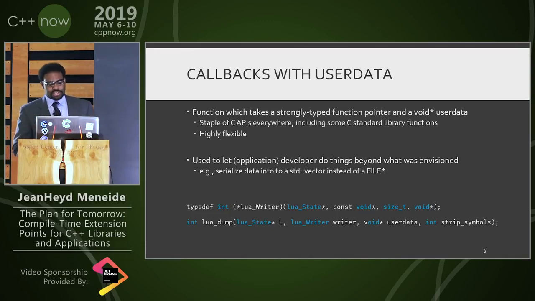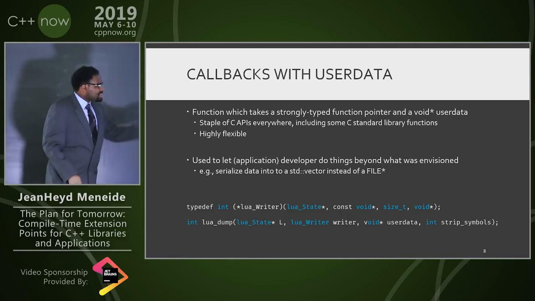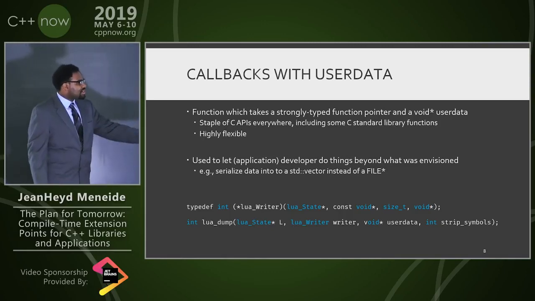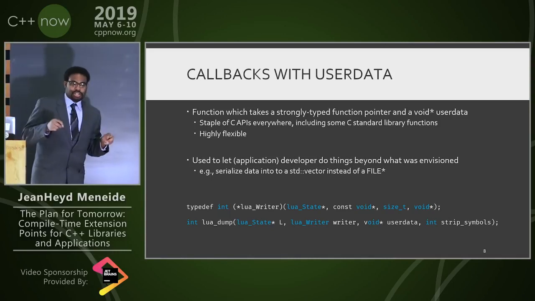Callbacks with user data, right? This is the staple of C APIs everywhere. The idea is that you have a function, and I have an example here with Lua where we have a typedef for this thing called lua_Writer. And the idea is that it takes some data, a size of that data, and a void star. That last void star is what's typically called your user data.